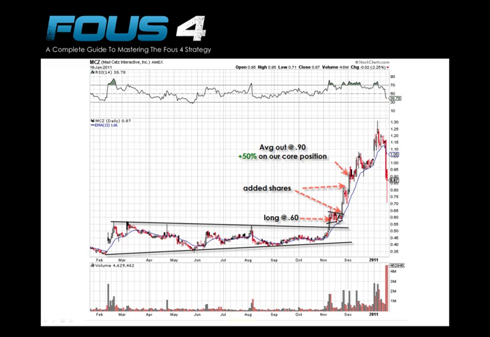As you can see here, it's a perfect example of the 13 EMA breaking down and then the trend reversing, going from about $1.10 on the day that it broke down to a low of near 70 cents in just 2 days after it broke down the 13 EMA.